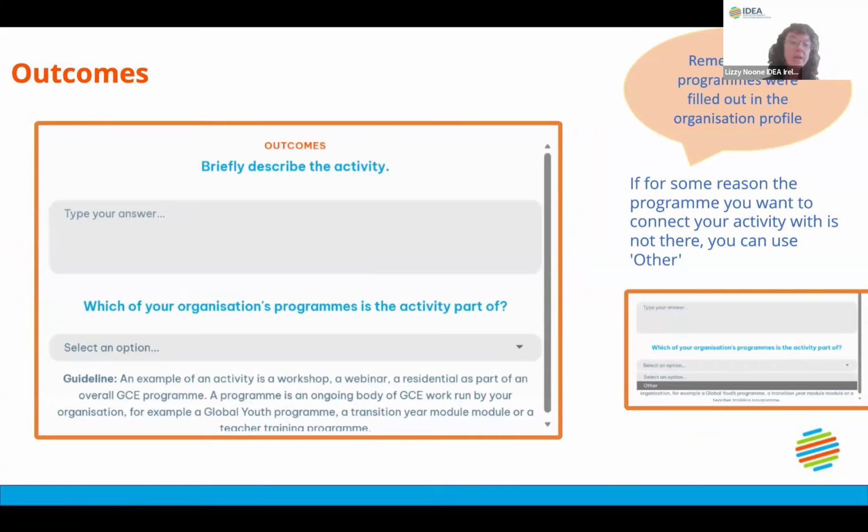This is where the organizational profile and the outcomes intertwine. A drop-down menu will come down asking which of your organization's programs this activity is part of. If it's not there, you also have an option of putting that in. It might be that the person filling out the organizational profile didn't have that GCE program in there, so just double check with the person who did, to make sure it's connected with one of the programs they put out.